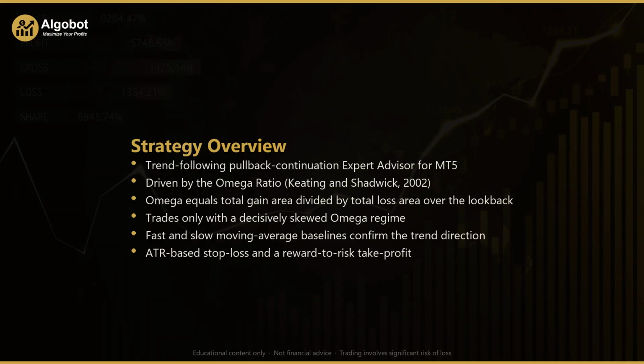2002. In simple terms, the Omega Ratio compares the total area of gains above a threshold to the total area of losses below it. When we set that threshold at 0, it becomes the sum of all positive bar returns divided by the sum of all negative bar returns over a chosen lookback window. Read as a conviction gauge, an omega well above 1 tells us that up moves have dominated the recent tape in aggregate magnitude, while an omega well below 1 tells us the opposite. The strategy only engages when this reading is decisively skewed to one side, because a market that persistently favors one direction is exactly where trend continuation tends to make sense.